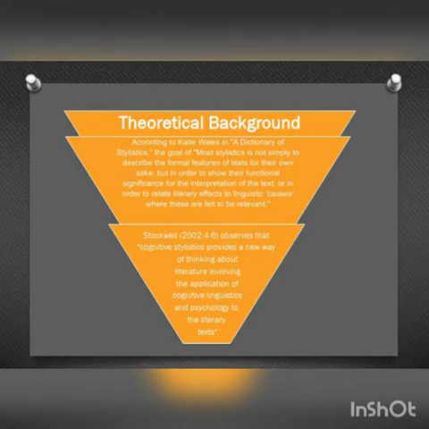The next section is cognitive stylistics. Cognitive stylistics provides a new way of thinking about literature, involving the application of cognitive linguistics and psychology to the literary text. One more important point to be added here: according to Stockwell 2002, page 15, many scholars who work in the field of cognitive stylistics expand the boundaries of linguistic analysis of literature by using different theories such as schema theory.